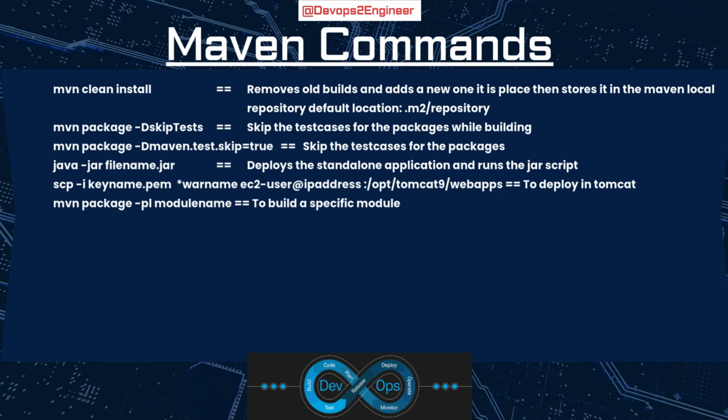scp -i keyname.pem warname.war, the name of your war application, ec2-user@ipaddress:/opt/tomcat9/webapps is to deploy in Tomcat. However, we'll be talking about Tomcat later on in our DevOps learning training. mvn package -pl modulename is to build a specific module. We'll cover this in the next videos to come.